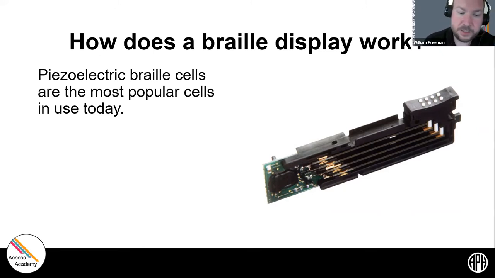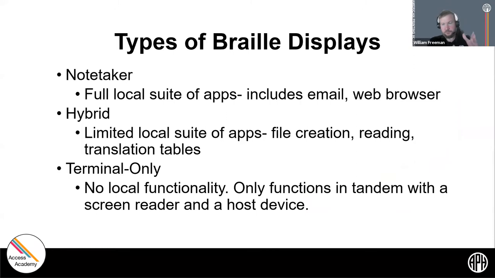So let's talk about different kinds of Braille displays. So there's note takers. If someone says this is a note taker, what they mean is it's got a full suite of local apps. So these apps are going to include a lot of productivity apps like email and web browsing. They're going to be pretty advanced. If someone says hybrid, this is a new term. If they say hybrid, it means a limited set of local apps. So these will be apps for file creation, reading, translation tables. So it'll be those sort of basic features.